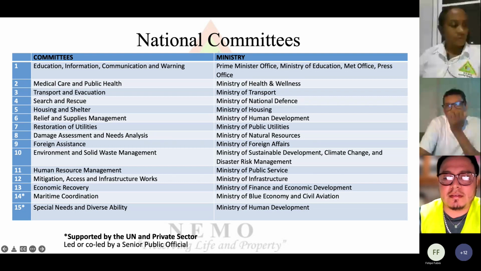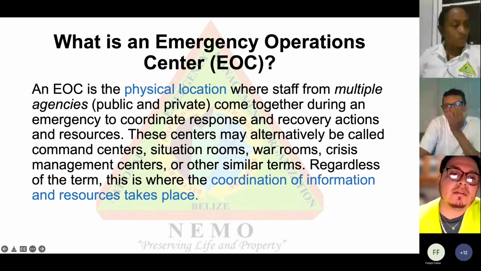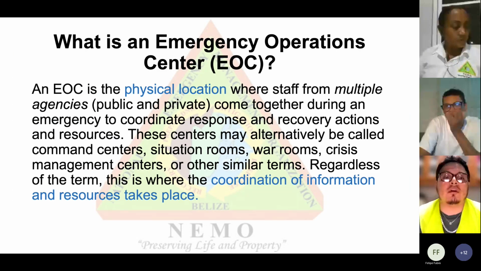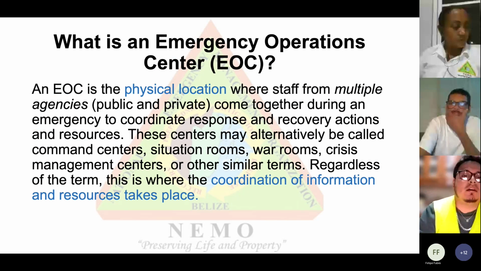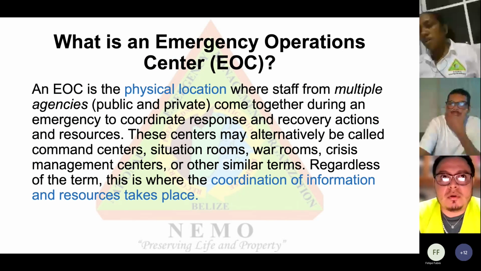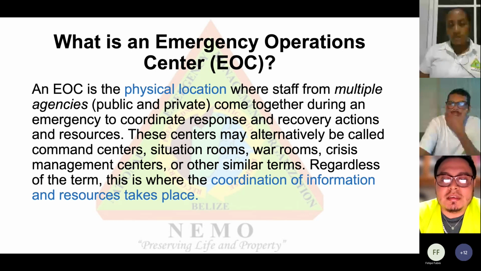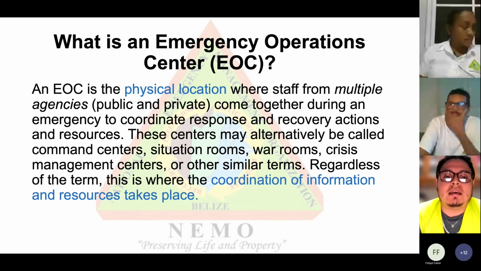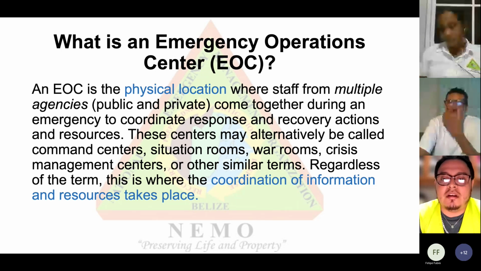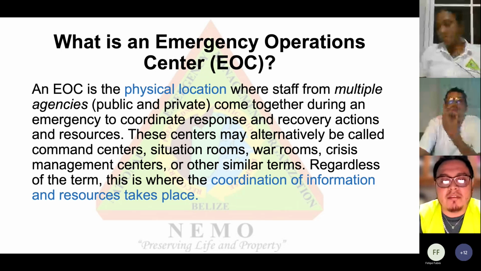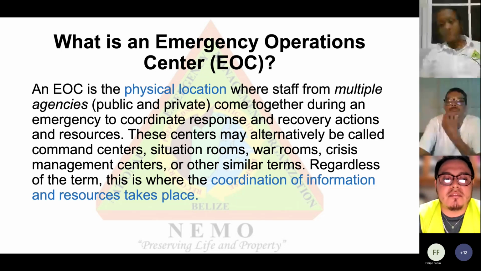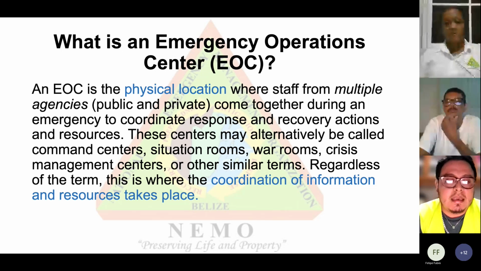Thank you very much, Renise. So today we'll be talking about emergency operations centers, which in military terms we may know as command centers. An EOC is the physical location where staff from multiple agencies, either public or private, come together during an emergency to coordinate response and recovery actions and resources.